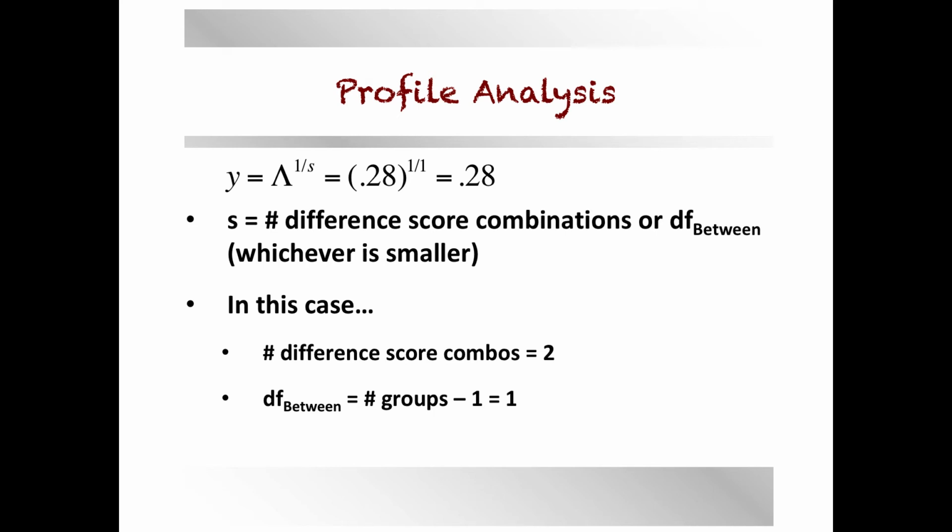So what does that mean? Well, we have 2 different score combinations, right? That we used. We ignored the third combination and just used 2. But either way, that's the greater of the 2 values here. The lesser of the 2 values is degrees of freedom between, which is number of groups minus 1, which is 1 in this case because there are 2 groups, just the depressed and the non-depressed group. So the 1 goes in the exponent there.